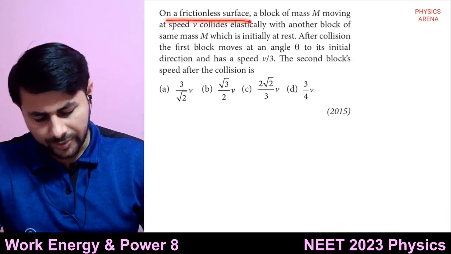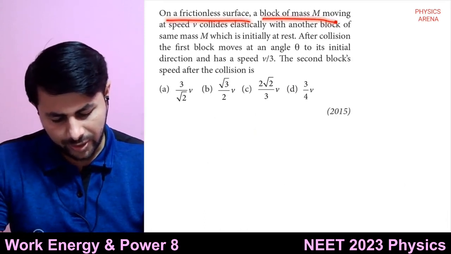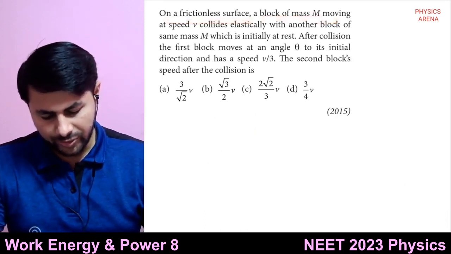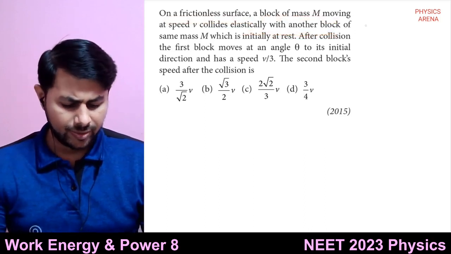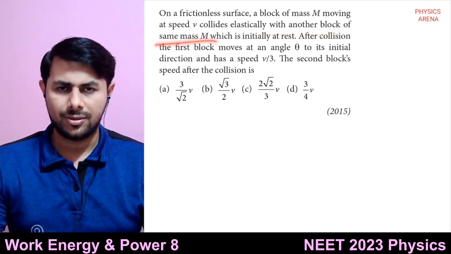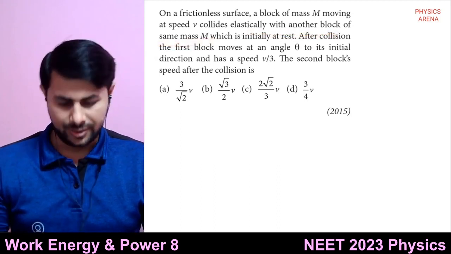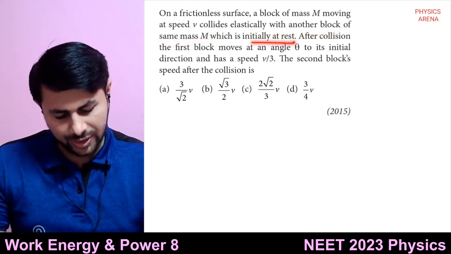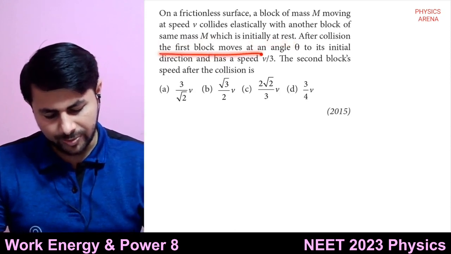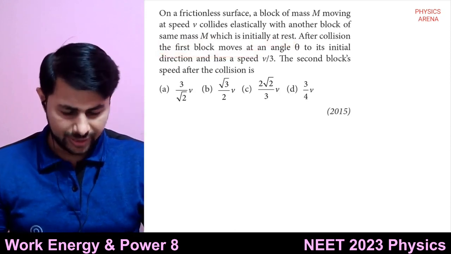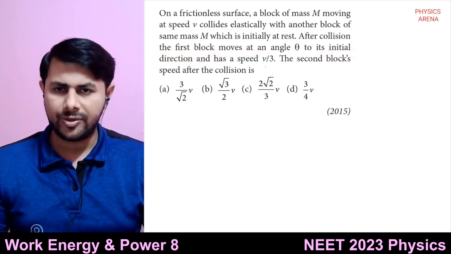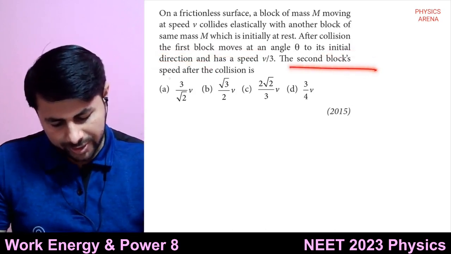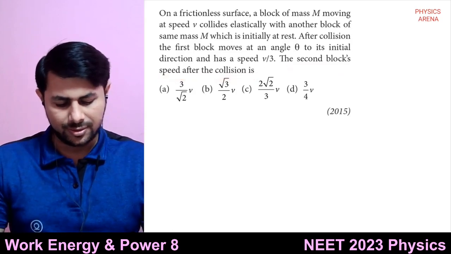Alright. On a frictionless surface, a block of mass m moving at a speed v collides elastically with another block of same mass, which is initially at rest. After collision, the first block moves at an angle of theta to its initial direction and has a speed v by 3. The second block's speed after the collision is.